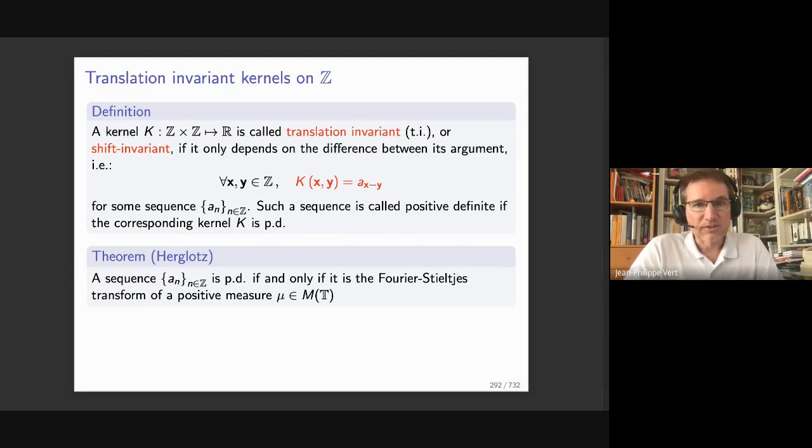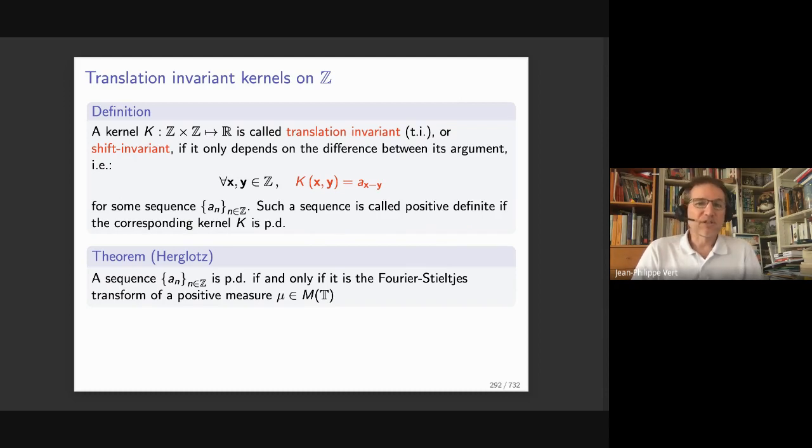It tells us that a sequence of numbers, a_n, is positive definite if and only if it is the Fourier transform of a positive measure, mu, in the space M of T. So I need to explain a bit what this Fourier transform is and what M of T is. This will be done in the next slide. But basically, T is just the interval 0 to pi, right? And M is the space of measures. So think of mu as a positive measure on the interval 0 to pi.